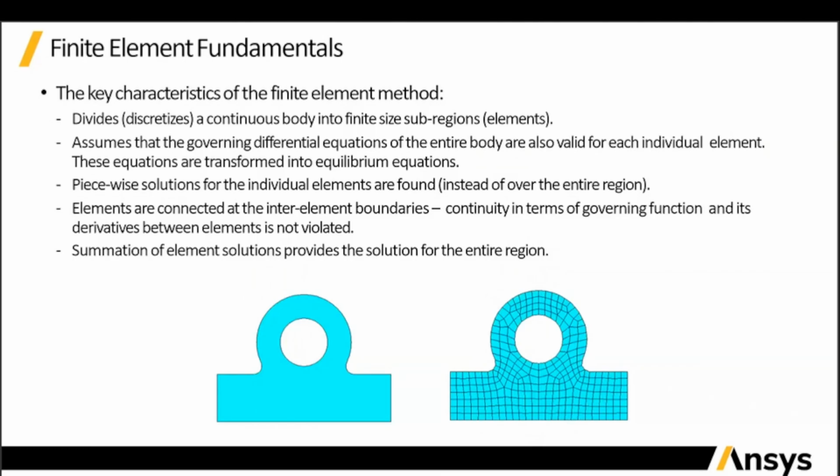Okay, so that is the key characterization of the finite element method: the division, or discretization, of a continuous body into finite-size sub-regions. These regions are called elements. You can see at the bottom, you have one structure. Now, this is the continuous structure.